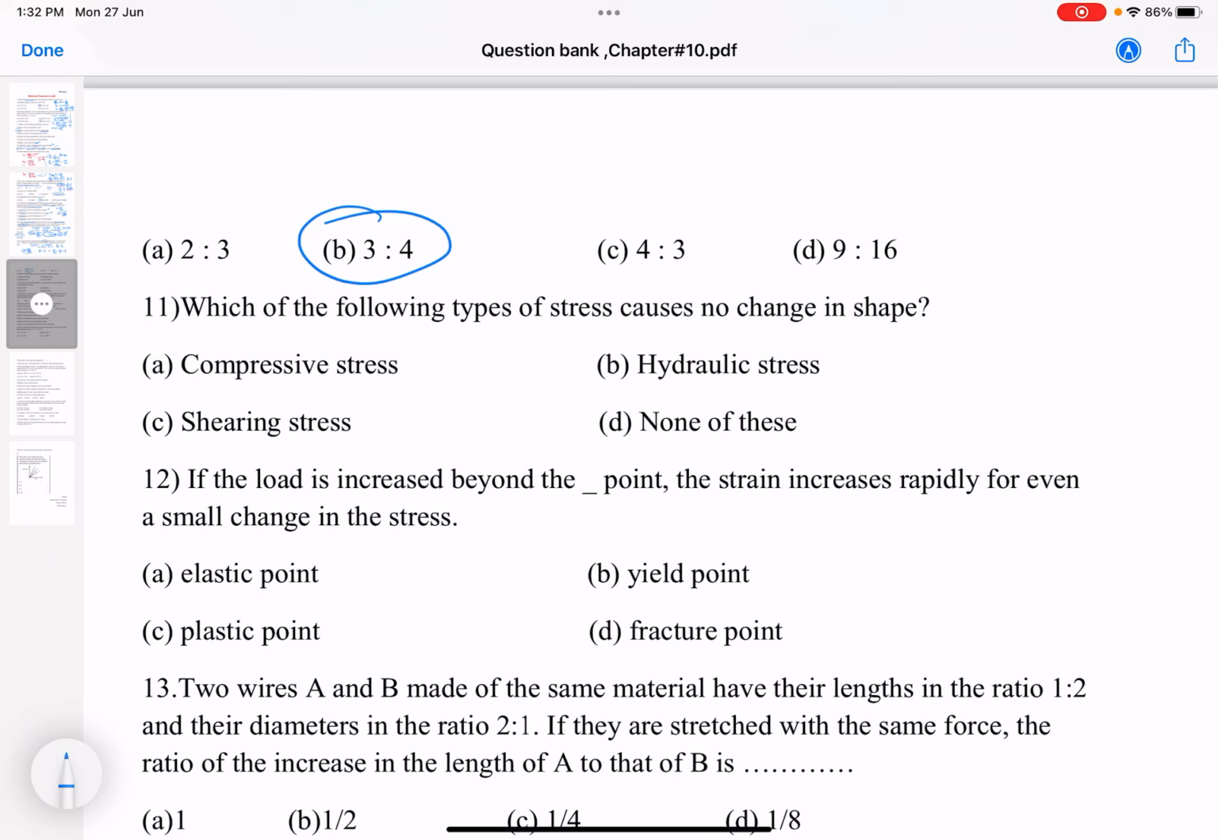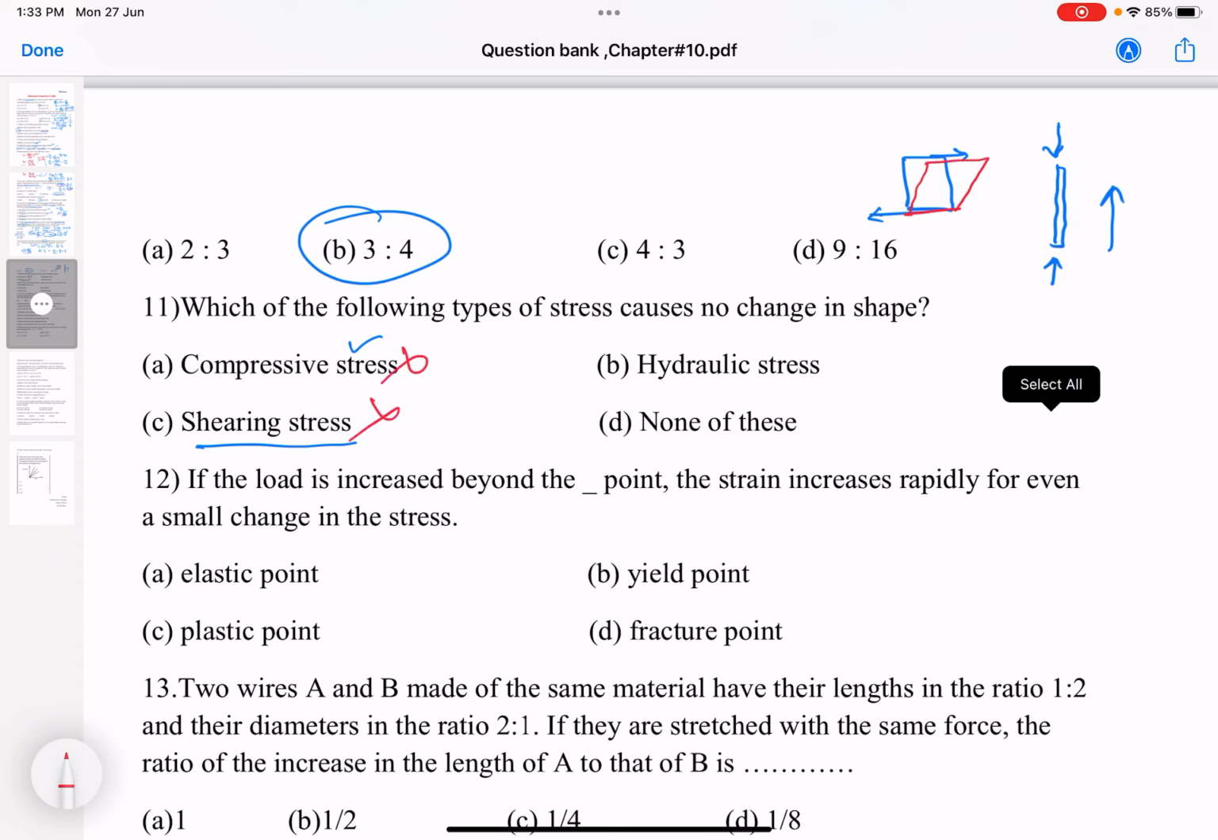Which of the following types of stress causes no change in shape? No change in shape. So see here, compressive stress. In the case of compressive stress, that is, if we apply the force on two sides, the shape will be changed. Isn't it right? And also in case of shearing stress, we need to apply the tangential force. Because of tangential force, the object will be shaped like this.